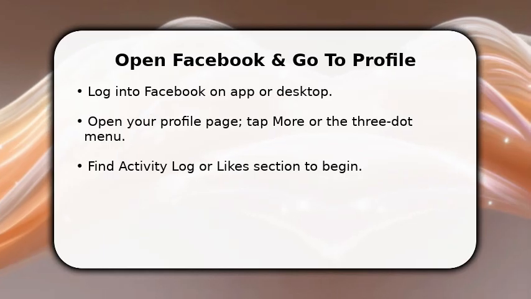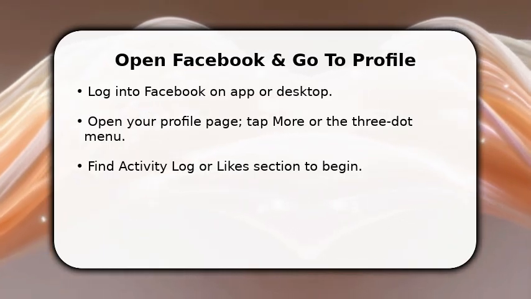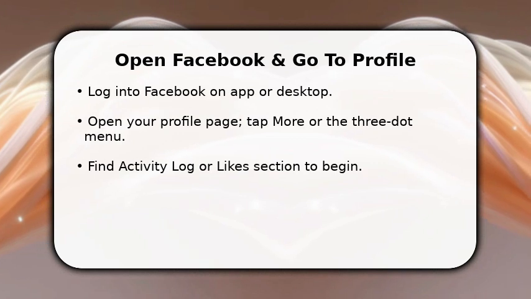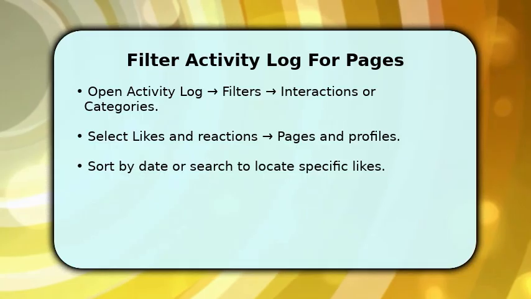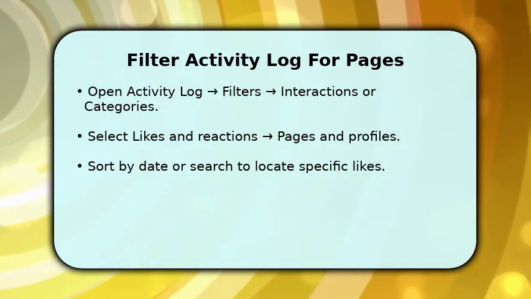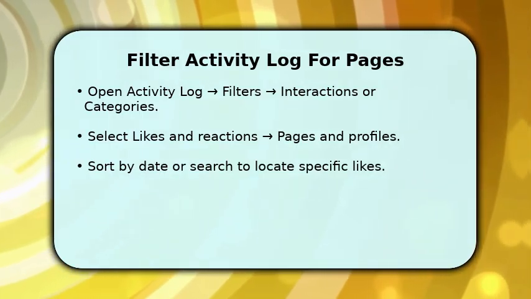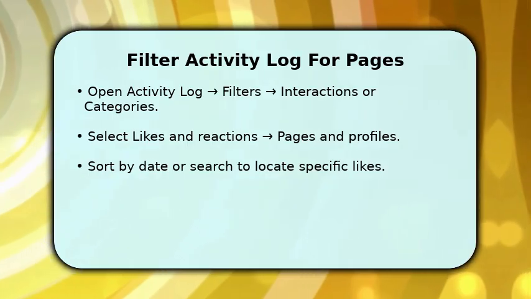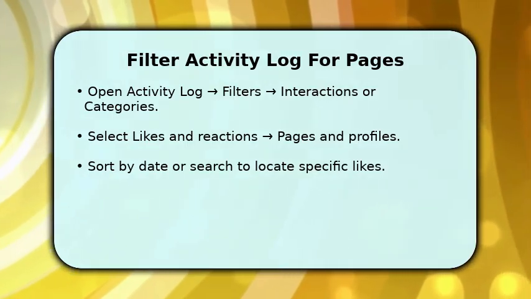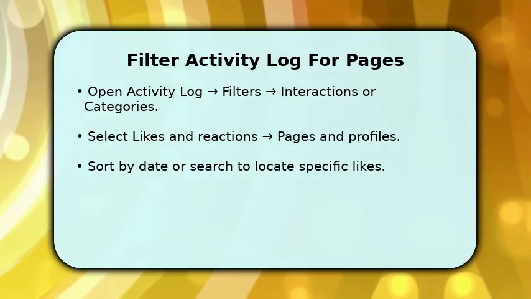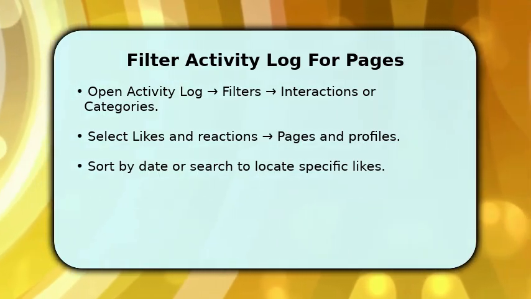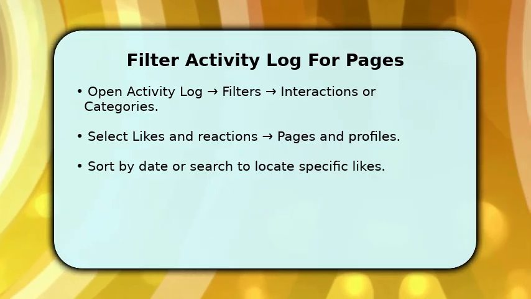Once done, you'll be in the right place to filter only the pages you've liked and move on to precise sorting and review. Now filter the activity log so you only see page likes. In Activity Log, choose Filters, then Interactions or Categories, and select Likes and Reactions. Next, pick Pages and Profiles. You can sort by most recent or oldest. Alternatively, use the search box to type a page name. This narrows hundreds of entries to the exact pages you liked.